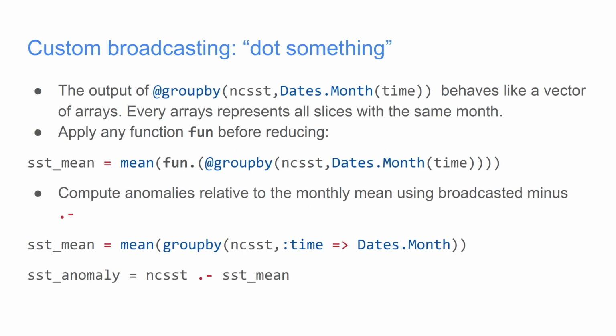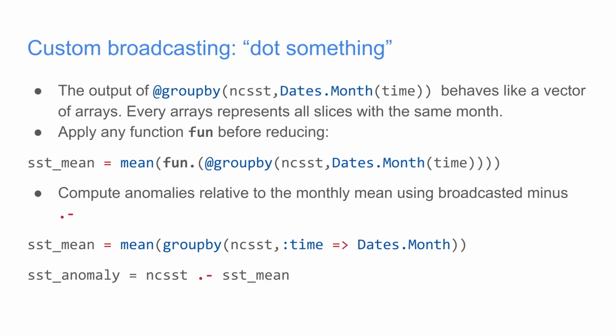And so we also overrode some broadcasting operation, so you can apply any function before the reduction. And another thing, once you have your monthly mean, you sometimes want to compute the anomalies. So for every day in your satellite time series, you want to compute how this is different from the average January, average February conditions. And for this we overloaded the dot minus operator.